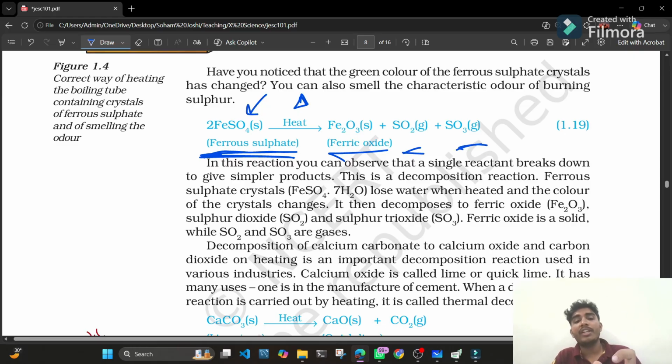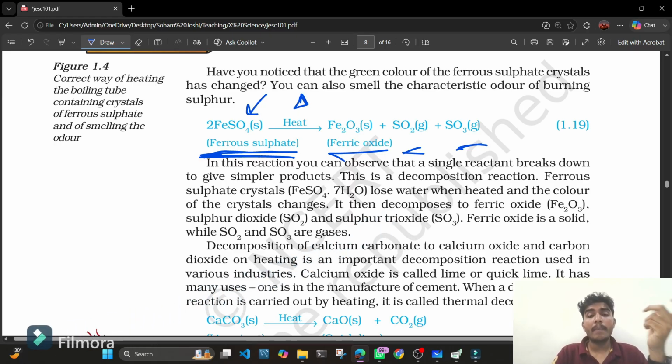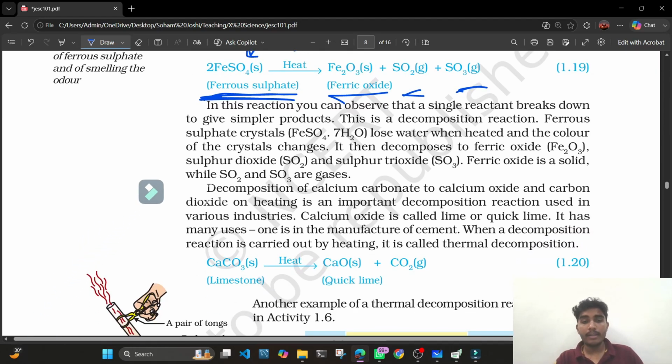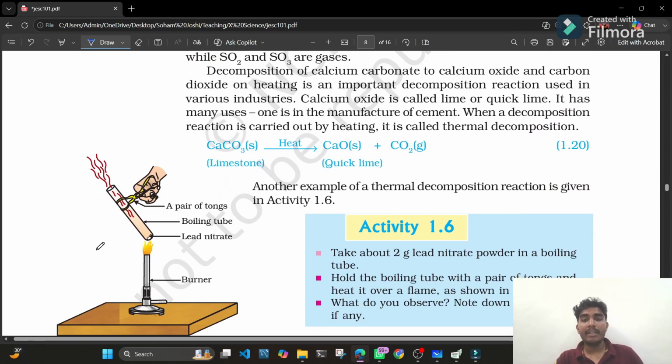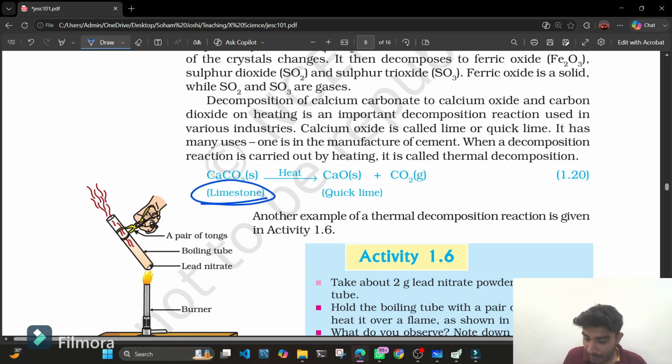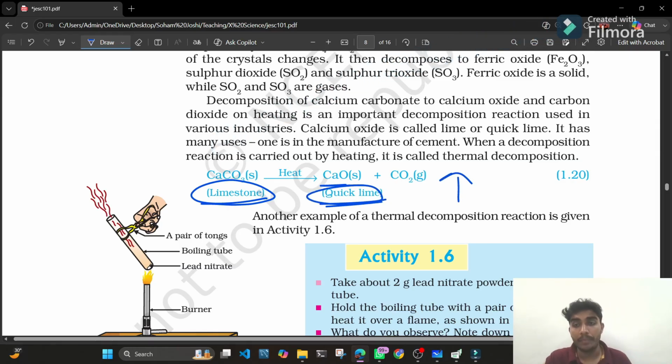So basically, this is a type of decomposition reaction where a single reactant is decomposed into two or more products. I hope this is clear. One more example is the decomposition of calcium carbonate to calcium oxide and carbon dioxide on heating. Okay, calcium carbonate, CaCO3, also known as limestone. When we heat calcium carbonate, we get quicklime, that is CaO, and carbon dioxide is evolved in this equation. Okay. Also, when a decomposition reaction is carried out by heating, it is called thermal decomposition.